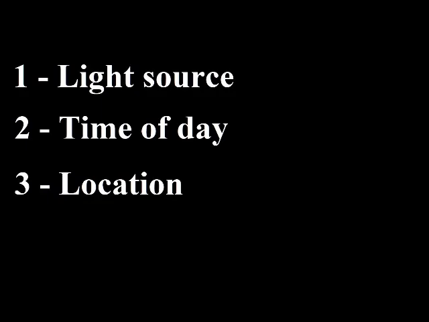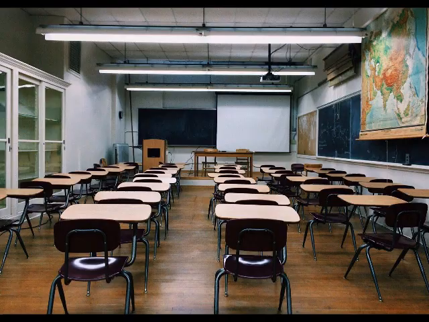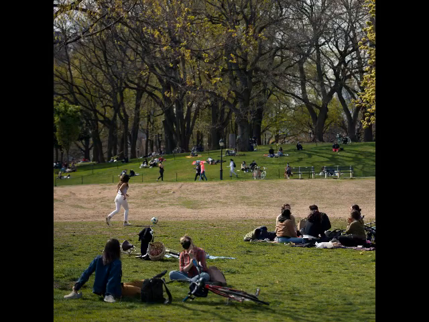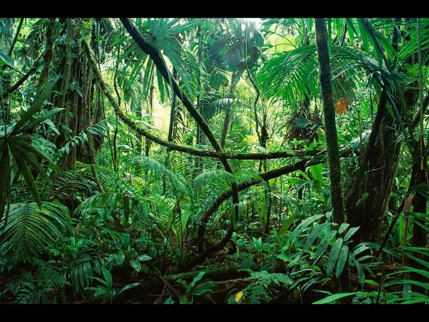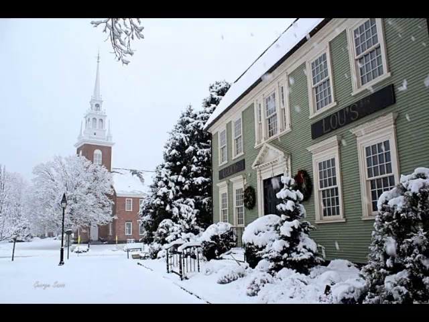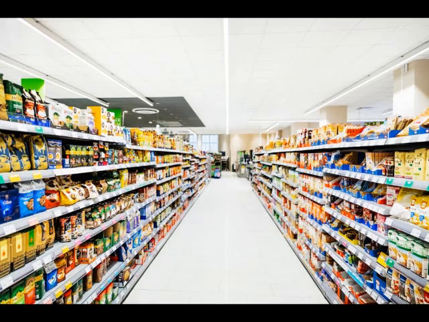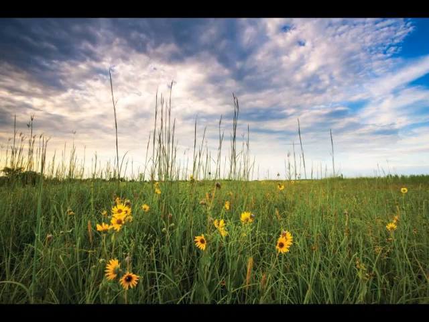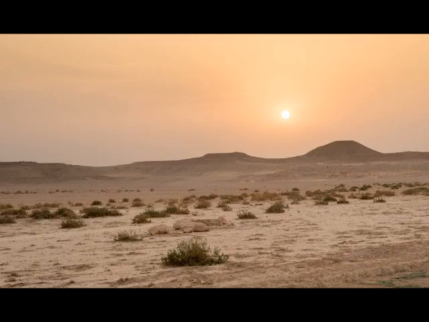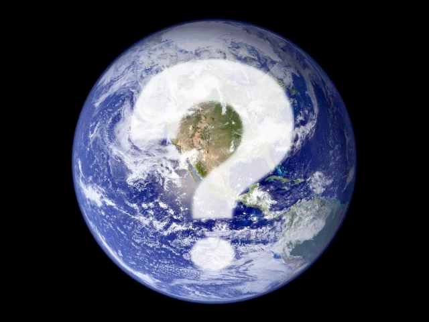Number 3, location. Where does your scene take place? Is it inside, outside, the middle of the desert, the middle of a jungle, a park in the springtime, New England in the dead of winter, on a beach, in a coffee shop, at a grocery store? All of these locations have different light. The light in a desert will look very different than the light in the middle of a thick jungle. Where is your scene taking place?